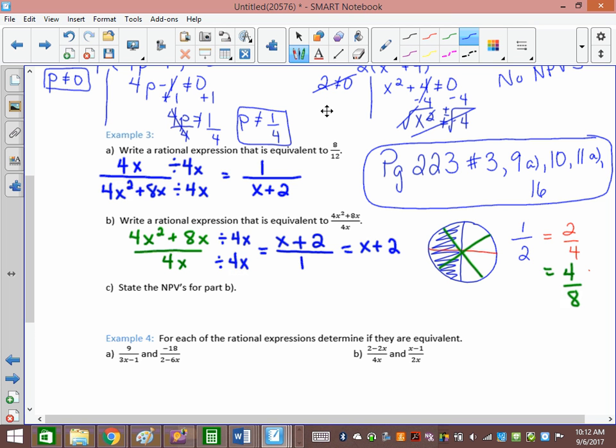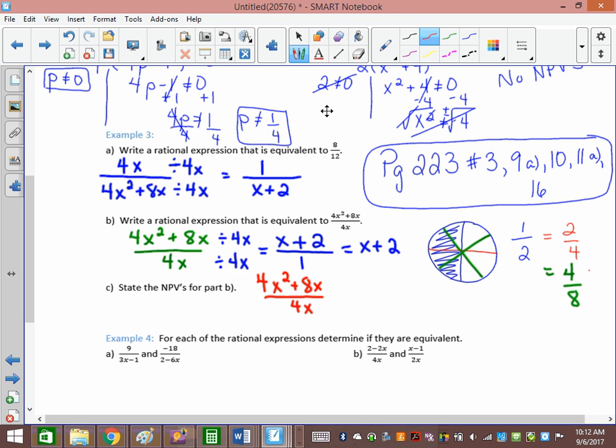Okay? Because the 1 can go away because it's in the denominator. Now, another equivalent, what I could do is I could have multiplied the top and the bottom by something. So say I have 4x squared plus 8x over 4x. So equivalent, you can multiply the top and the bottom by something, or you can divide the top and the bottom by something. Okay? It doesn't matter.